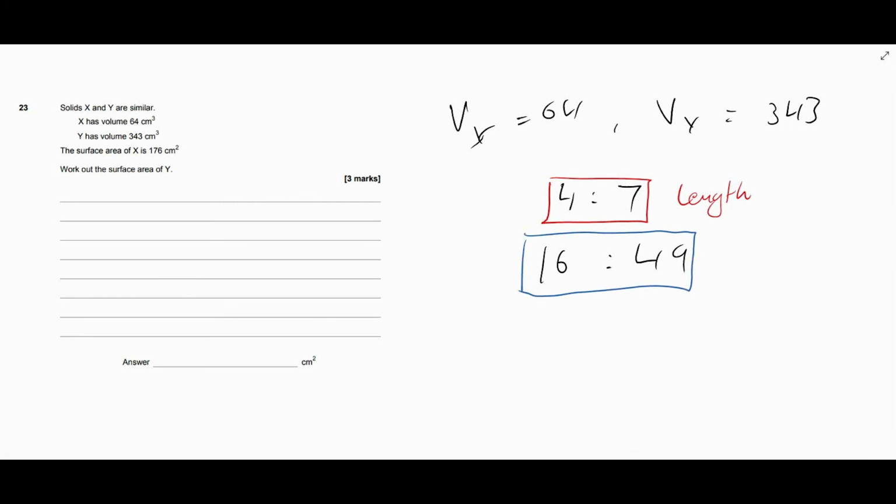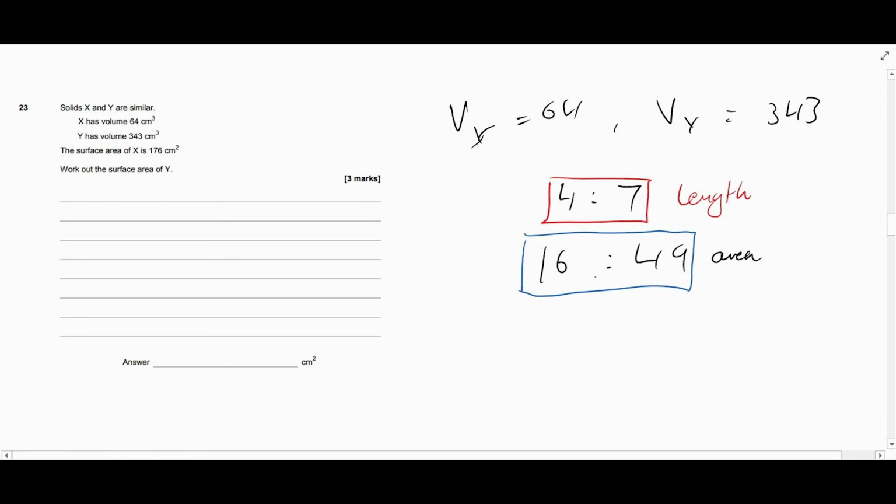The area is in the square, the two-dimensional area. So this is the area. So this is the ratio of the sides. So what we know is that the surface area of x is 176. These aren't any real numbers. They're more of a relationship between one and the other.